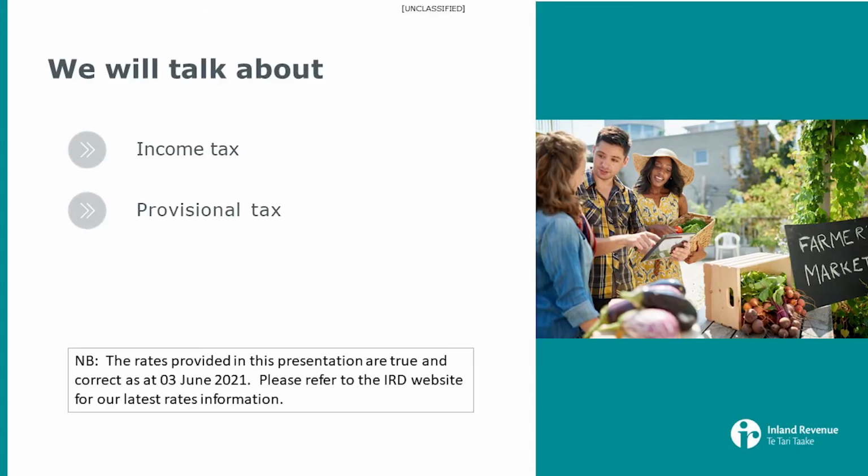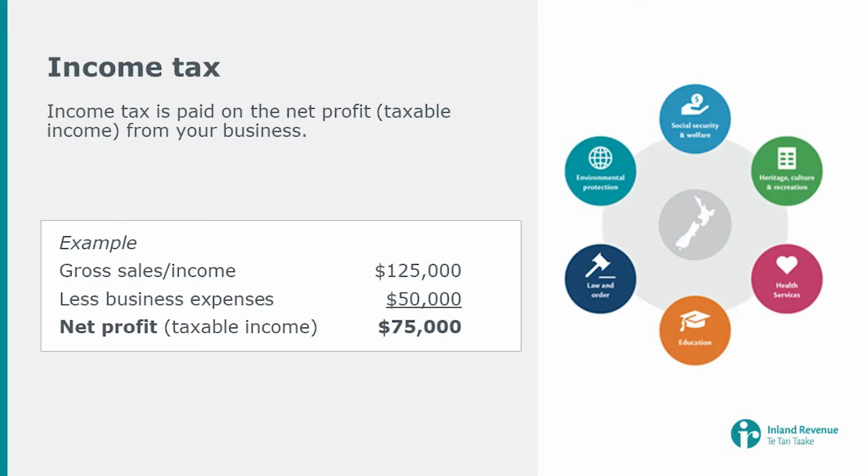In this section, we're going to look at income tax and provisional tax. We find most people end up in business because they're good at what they do, not because they're great bookkeepers or mathematicians. At the end of each financial year, an income tax return is completed, and this is how we work out if there's any income tax to pay.